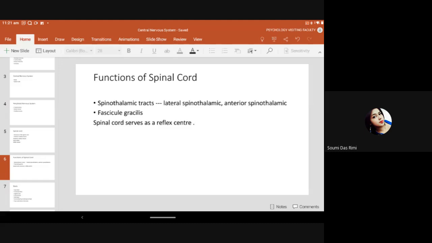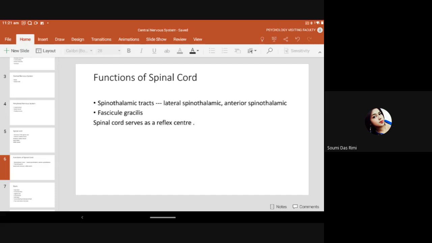Now, let me tell you one thing. When you study these functions of the spinal cord, you just note all the names of the tracts, and just write the functions of each tract. Then only you can remember all these names of the tracts and the individual functions.